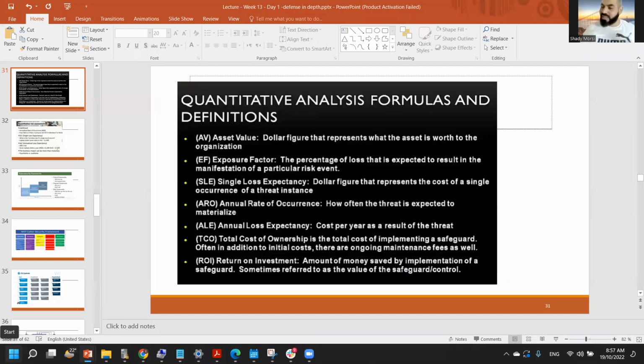So how do we change the mentality? By saying that by spending on this safeguard, by implementing this control, which is going to cost us 10,000, it's going to save us from a lot of consequences.